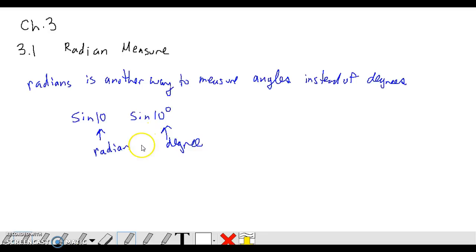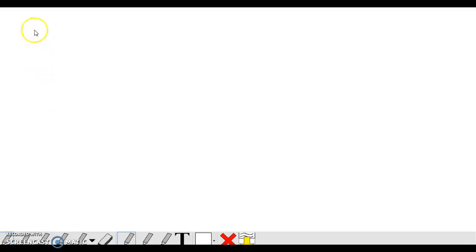Okay, another reason why we use radians is because then we can treat our domains as real numbers, right, rather than angles. Okay, so what's the definition of a radian? Okay, so let's get to that.